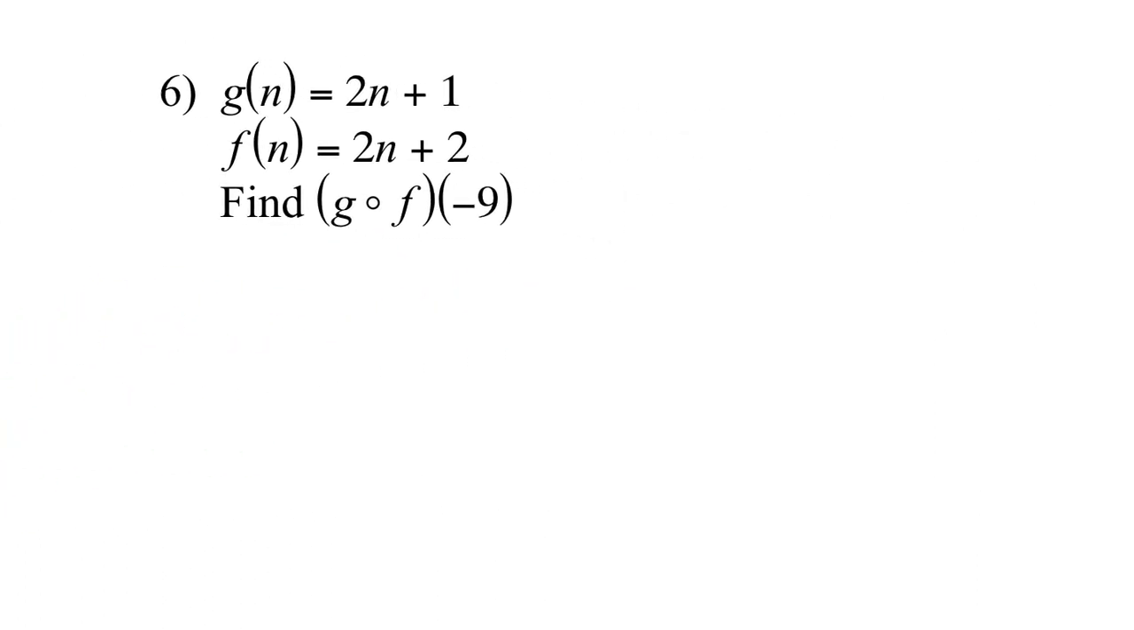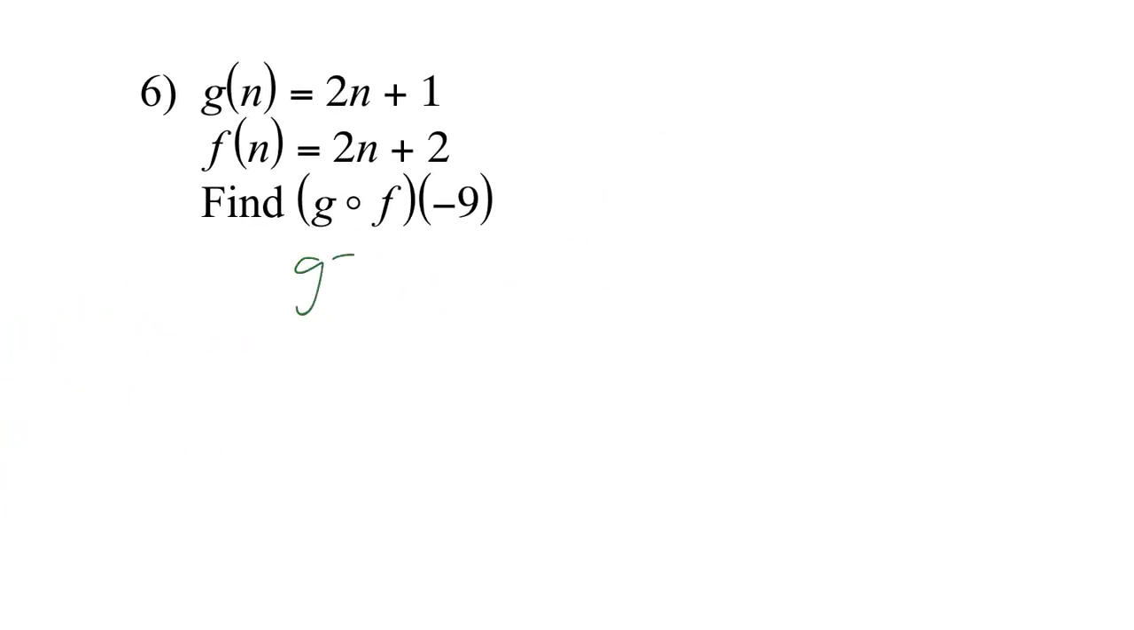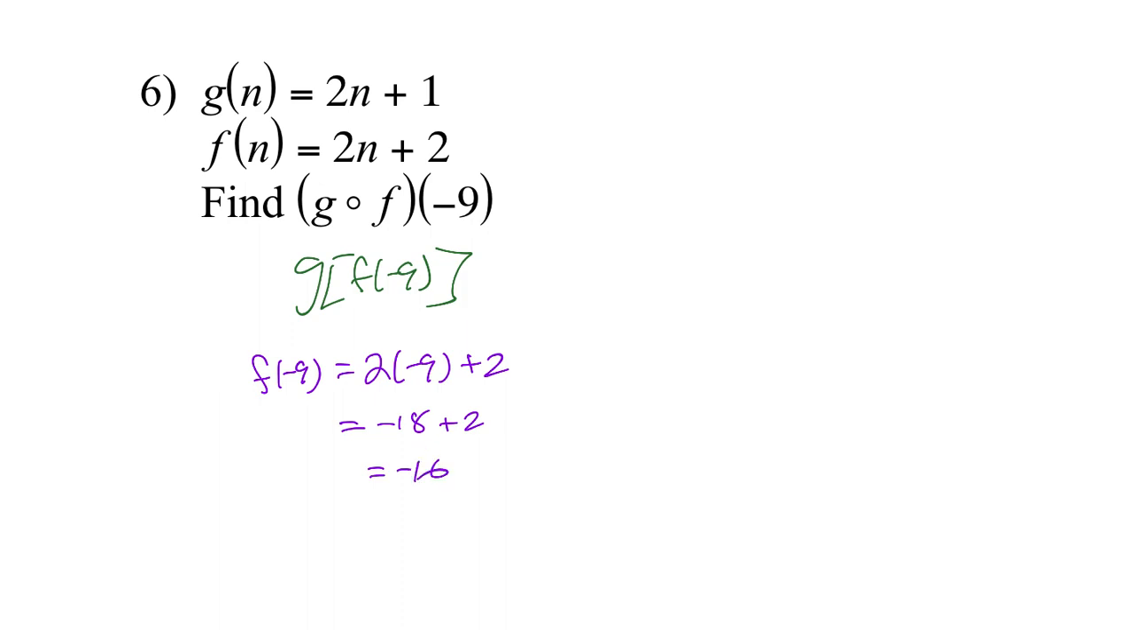Okay, let's see number 6. Again, this is g of f of negative 9. So I'm going to start by finding f of negative 9. So I get 2 times negative 9 plus 2. So I get negative 18 plus 2. So I get negative 16. And again, that negative 16, I'm going to plug it in on g. So 2 times negative 16 plus 1. So negative 32 plus 1 equals negative 31.